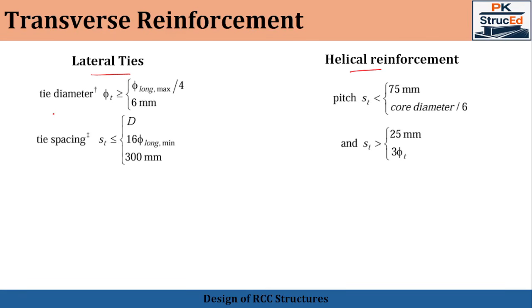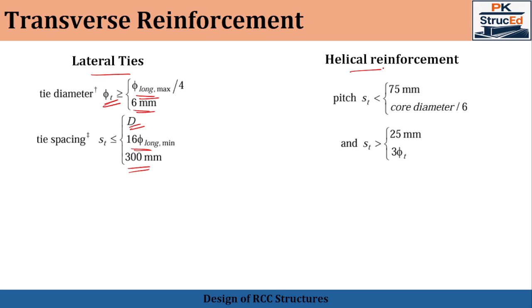So the spiral columns can carry higher loads than the tied columns due to better confinement. Regarding the diameter of the lateral ties, it should be greater than or equal to 1/4 of the maximum longitudinal bar diameter, or 6 mm, whichever is greater. Regarding the spacing of the lateral ties, the spacing should be less than or equal to the minimum of these 3 conditions. One is the least lateral dimension. Second is 16 times the diameter of the minimum longitudinal reinforcement. And third, in no case should it exceed 300 mm.